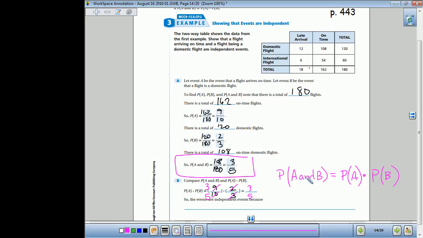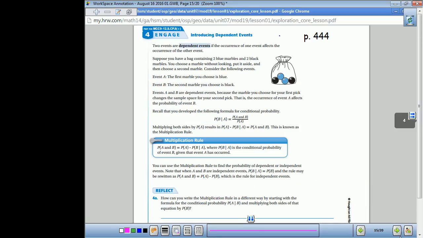What could I use instead of this word? Could I use that symbol? Yes. Okay. Dependent. This is when they do affect each other. So if we pull that marble and don't put it back, we're changing our total. Okay? So, to find this gives us a conditional probability, a conditional when they are dependent.